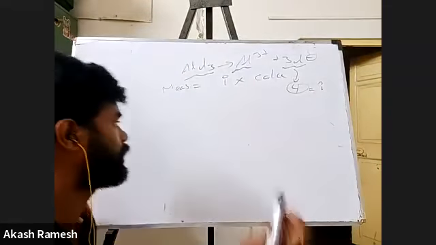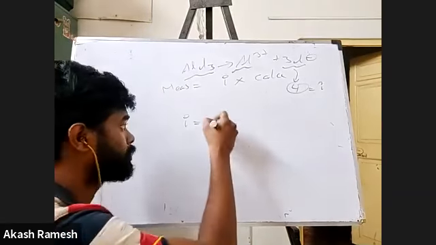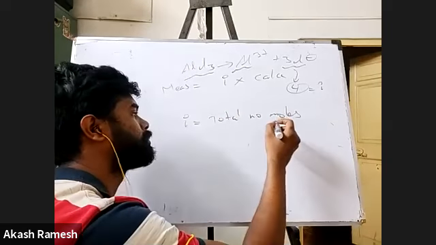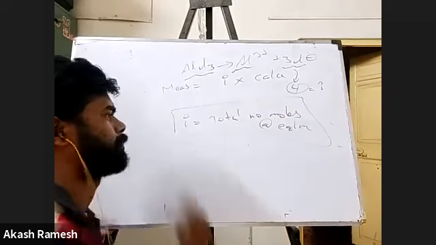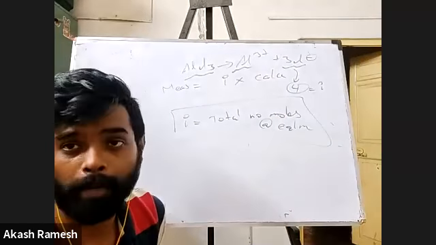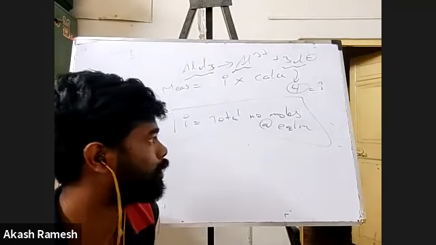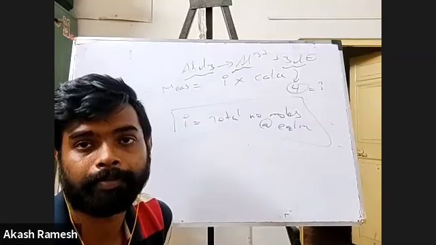Another definition is that i is equal to the total number of moles at equilibrium. Don't worry about it, it's very easy. So i is equal to the total number of moles at equilibrium.